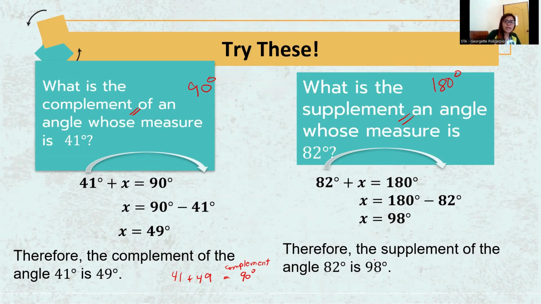So i-check po natin, dapat pag inadd mo 82 plus 98, it should be equal to 180. So 2 plus 8 is 10, carry 1. 9, 10 plus 8 is 180. So check, tama naman. Okay? So, ganyan po.